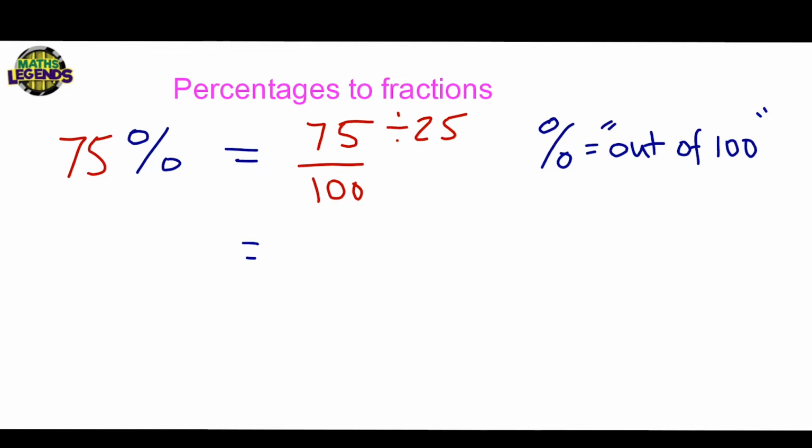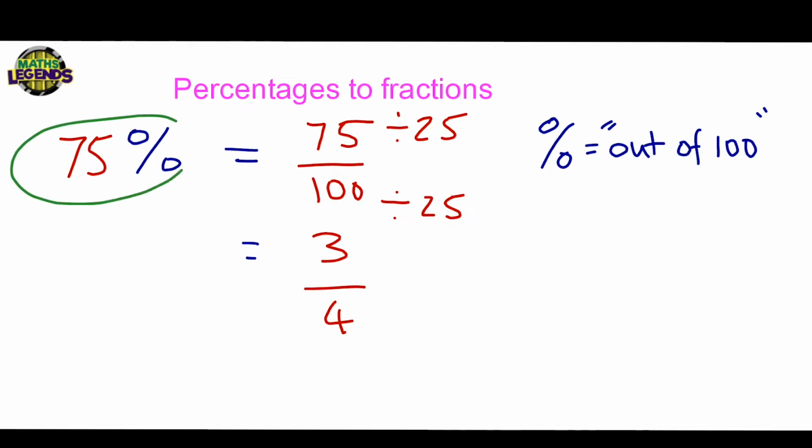Think of the highest number that you can and just go with that and keep simplifying until you can't do it any further. So we divide the bottom one by 25 as well. So 75 divided by 25 is 3. And the bottom one, 100 divided by 25, is 4. So 75% is equal to 3/4.